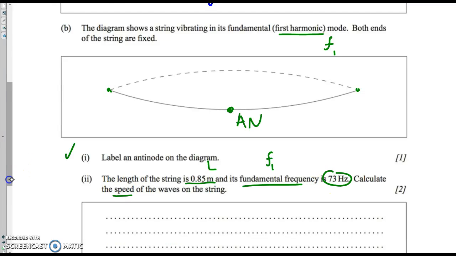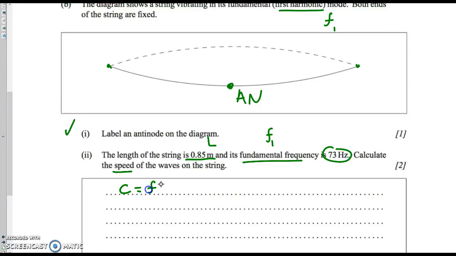Calculate the speed. Well, speed is F lambda. We're dealing with the first frequency and thus the first wavelength, but we don't know lambda just yet. So we use the equation for a string tied down at both ends. We're talking about n equal to 1, the first harmonic. So 1 times lambda 1 equals 2L. And lambda 1 comes to 2 times 0.85. That's going to be 1.70 meters, or I guess 1.7 with sig figs.